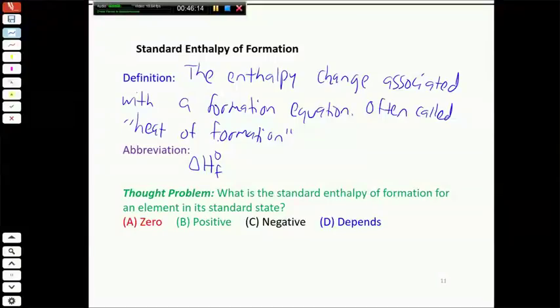All right? So let's do a quick thought problem. What is the standard enthalpy of formation for an element in its standard state? Is it 0, is it positive, or is it negative, or does it depend on the element?